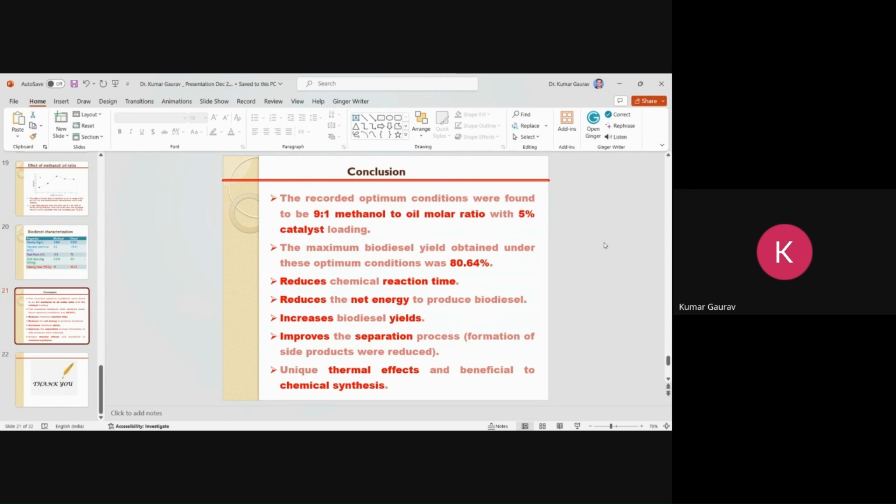All right, when we come to the conclusion: the concentration of the catalyst is around 5%, and the methanol to oil ratio is 9 to 1, and we will get the maximum biodiesel yield of 80%. In this process we can use the microvessel transfer process, which can reduce the reaction time and increase the yield. With the help of the heterogeneous catalyst, the separation process is easy, and this transesterification process has a good, unique thermal effect.